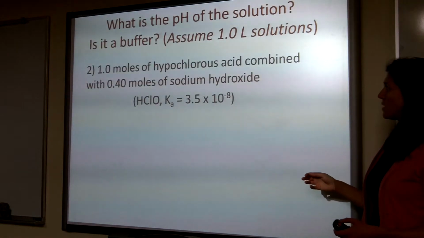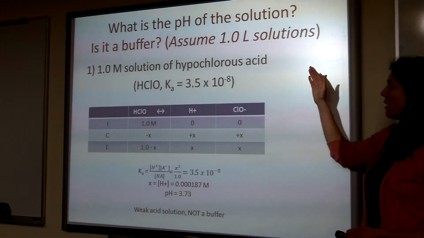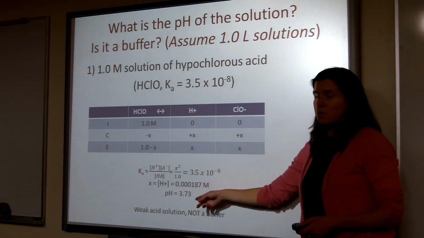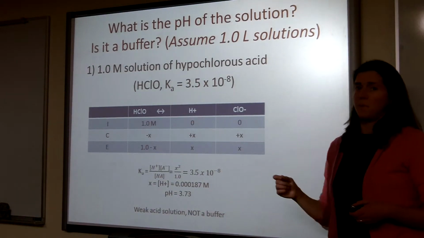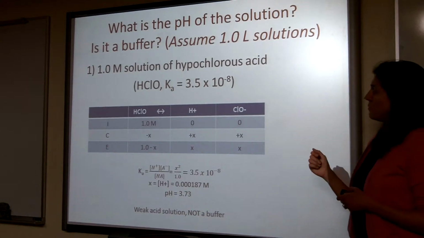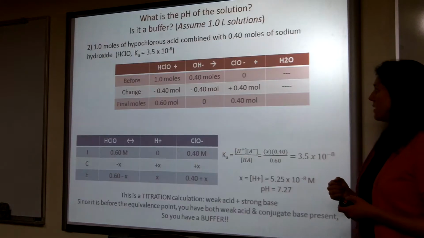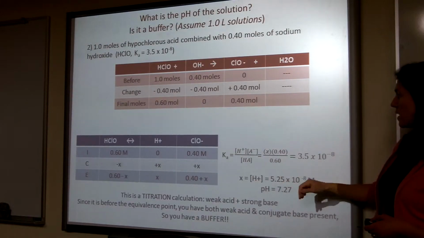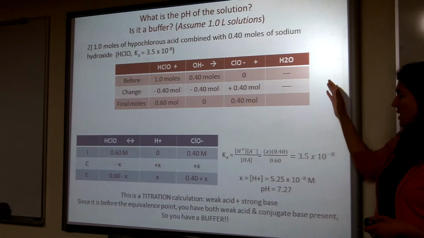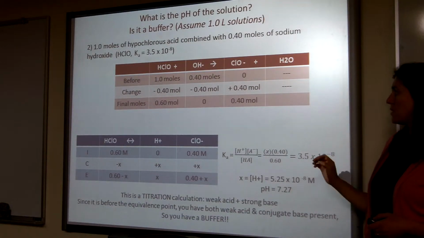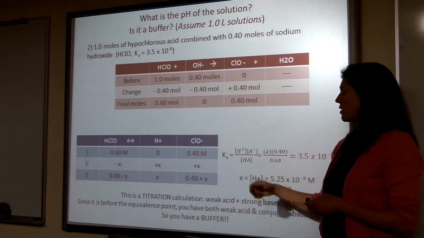Notice when I had just the pure weak acid, my pH is not close to pKa. So pH is only close to pKa when you have a buffer, when you have relatively significant amounts of both the weak acid and its conjugate base. So here's our problem here. Again, it's basically a titration problem. You have a buffer because you're before equivalence. You've got both weak acid and conjugate base.